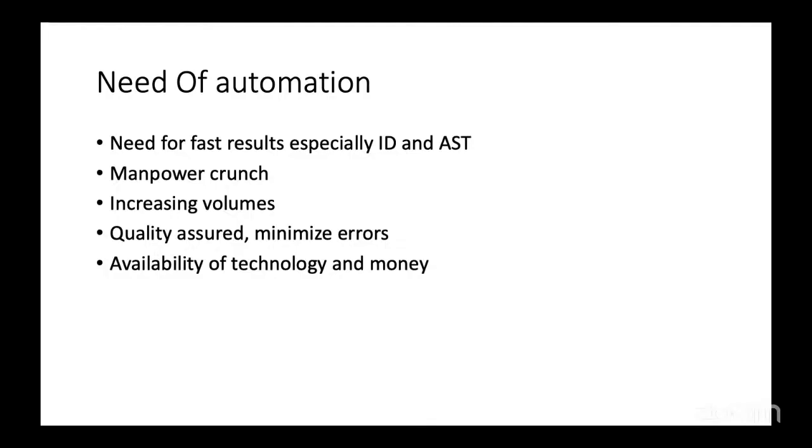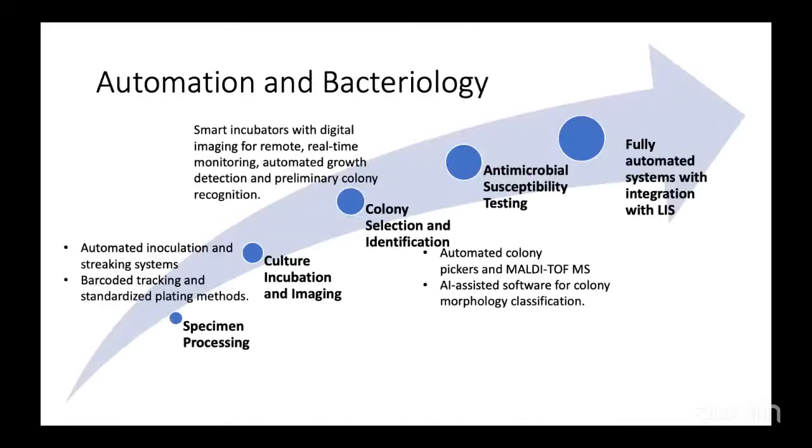All the labs are getting accredited, even the government ones. So we want quality assured results where the errors are minimized. And there is availability of technology and money. Earlier, we used to say, even if we automate, who's going to see our result? Now, what has happened is that even in the villages or even in the lowest possible areas, there are people who've got internet connectivity and who can download the reports in an app.